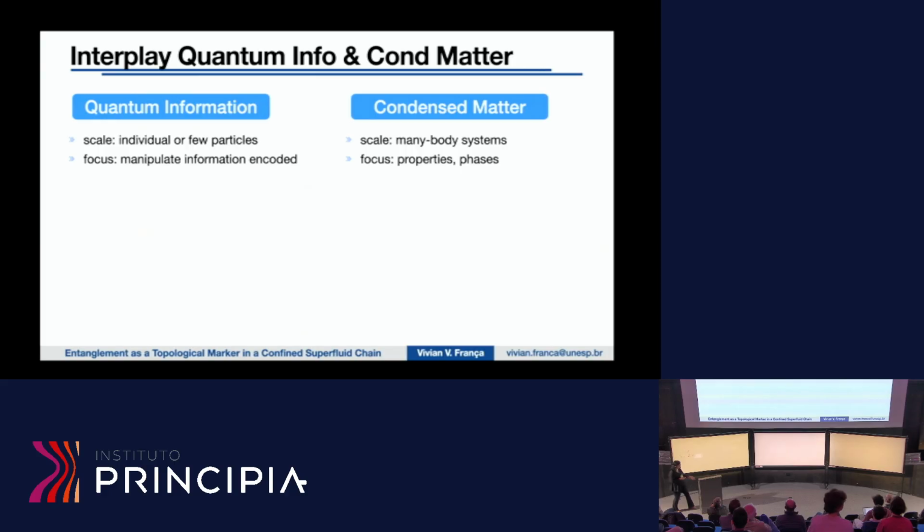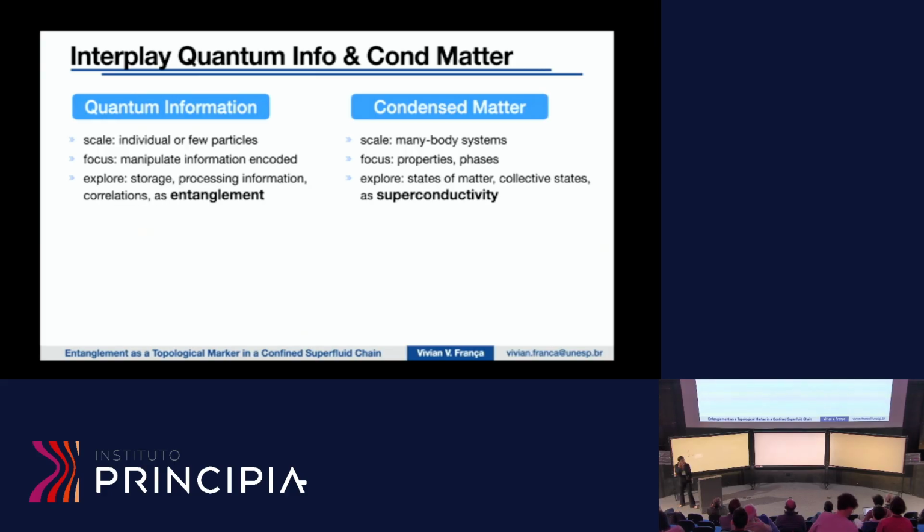And because their focuses are different, they also explore different properties, different aspects of the systems. To cite some, from this point of view you could analyze information in terms of storage, processing, and correlations, the particular one that I will focus on today being entanglement. While from the condensed matter point of view, we are interested in states of matter, for example superconductivity and superfluidity, which I will focus on today.